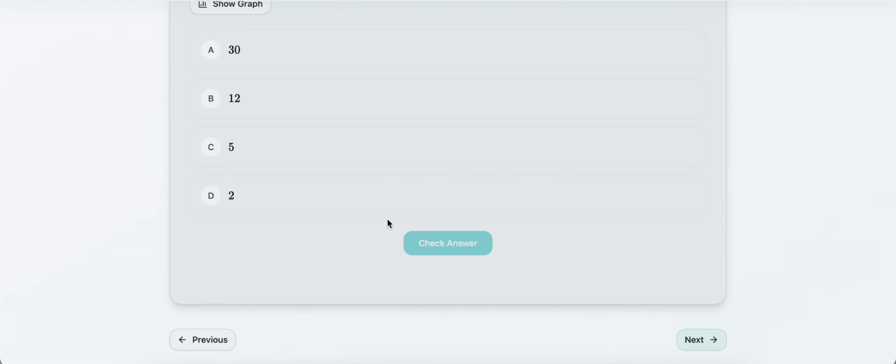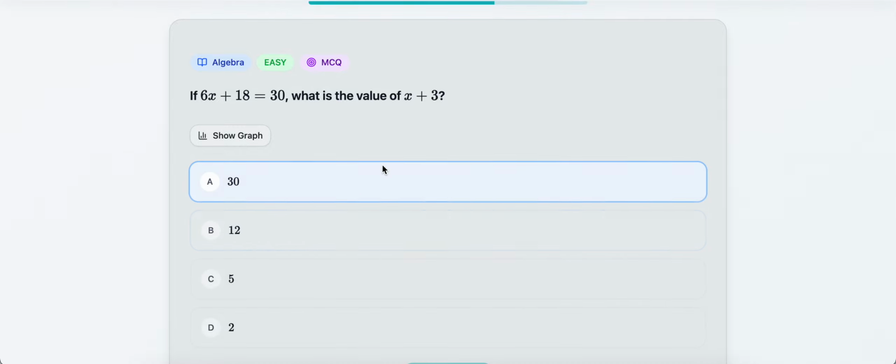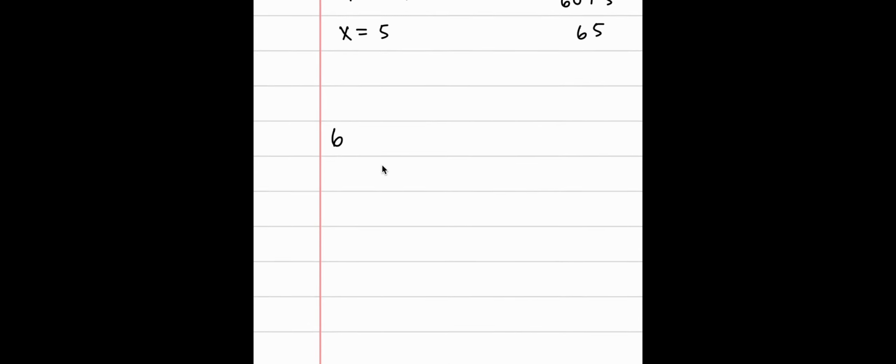Okay, now let's look at this one. If 6x plus 18 is equal to 30, what is the value of x plus 3? Okay, so we're going to solve this. It's like a similar problem to last time, but one thing I'm going to do differently here is, we have 6x plus 18 equals 30, and I want to find x plus 3.